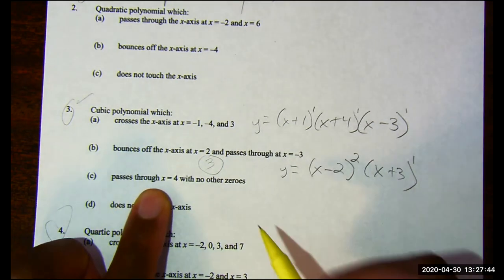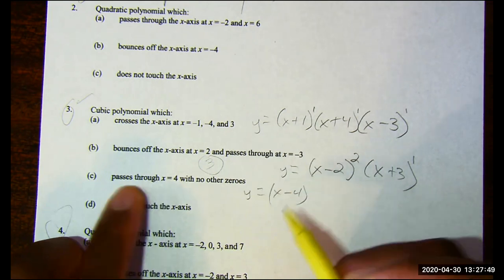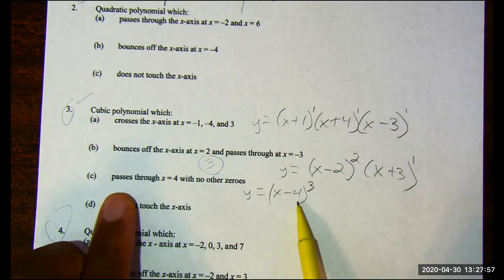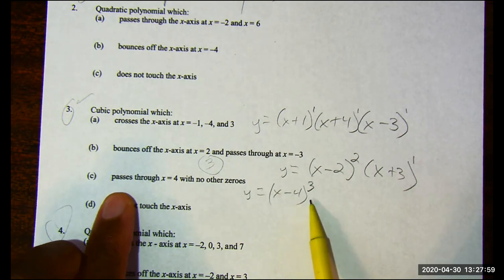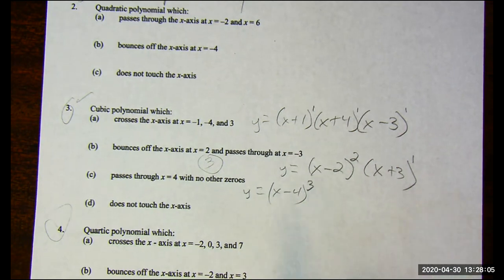Passes through x equals 4, no other zeros. Y equals x minus 4. This works. 3 is odd, so it will pass through it. So we can have a multiplicity 3, so it passes through this root. No other zeros, and it's cubic. There you go. Now, if they said bounce, it wouldn't work because it'll have to be even.